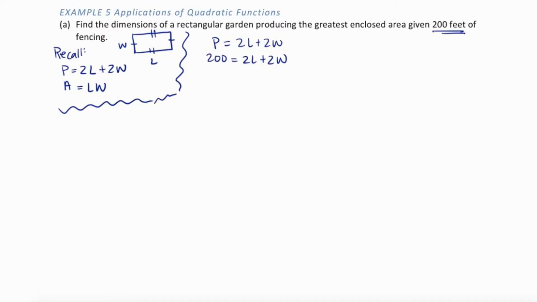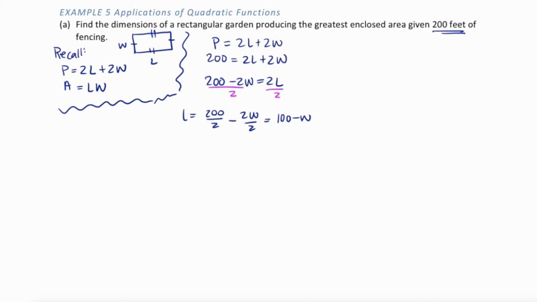Now, since we want to maximize our area, we need to use this formula here for area. In order to use this formula, let's solve this one for L or W. I'm going to solve it for L. So I have 200 minus 2W equals 2L. Let's divide both sides by 2. And so I have L equals 200 over 2 minus 2W over 2, which is just 100 minus W.